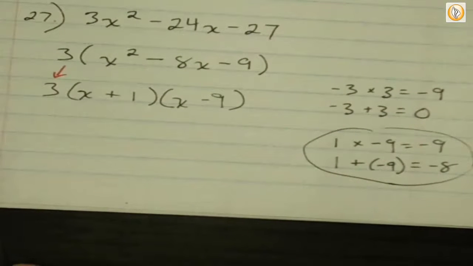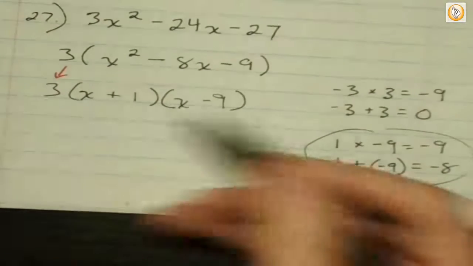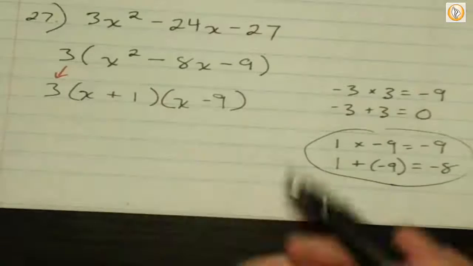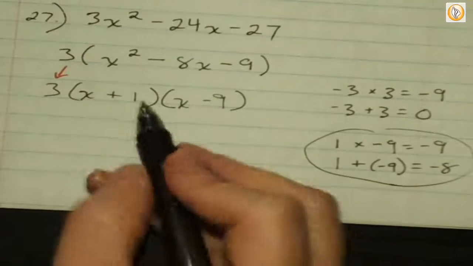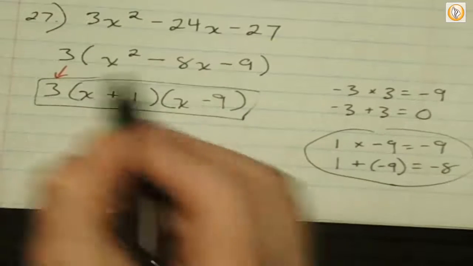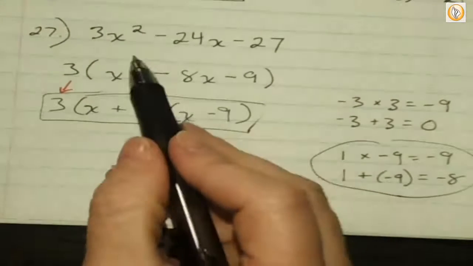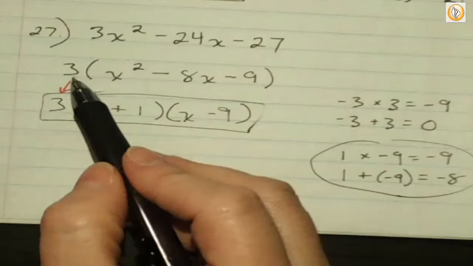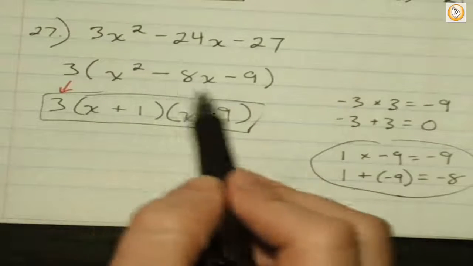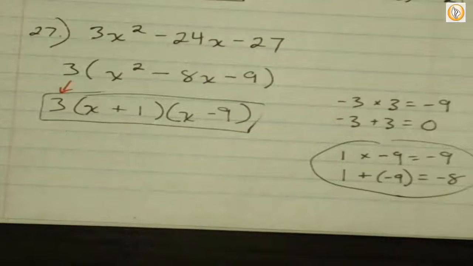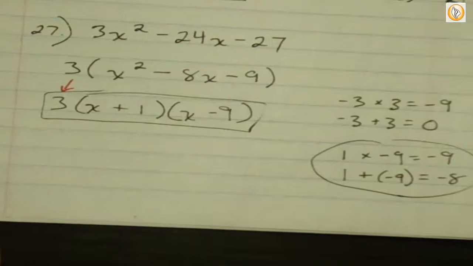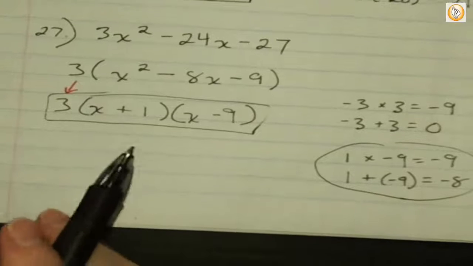Just for the sake of time, you can check it and see if you get the right answer. But this is the right answer. So when you have these, you have to factor out whatever you can, and then you break it up. Any questions before I set you free?